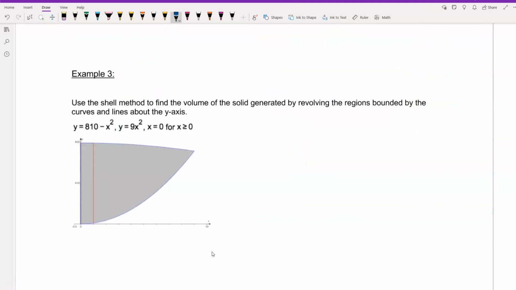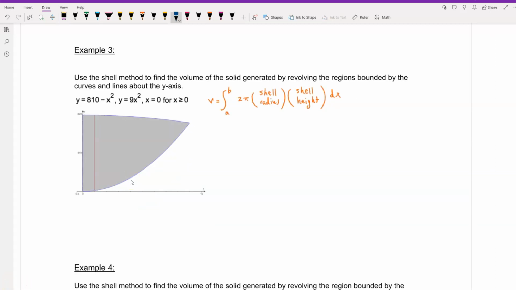Example: use the shell method to find the volume of the solid generated by revolving the region bounded by the curves and lines about the y-axis. What is given here is y equals 810 minus x squared, and y equals 9x squared, x equals 0 for x greater than or equal to 0. So in this case, volume is equal to the integral from a to b of 2 pi times shell radius times shell height times dx. We have dx because this region is revolving about the y-axis.